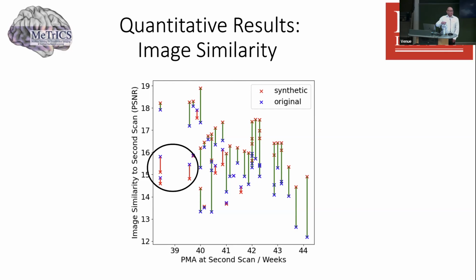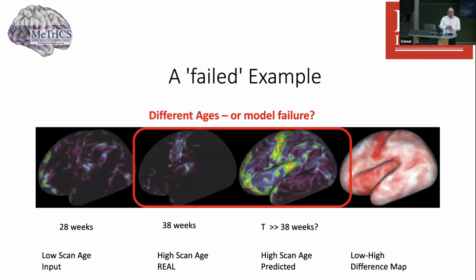It's great. But the red lines show subjects in the test set where our scan is, quote unquote, worse than what we started off with. And we can see there tends to be a big cluster down at the lower scan age. When we look at this failed example, we can see it's maybe more complicated than that. In this case, we have a subject born very early, at 28 weeks, 9 weeks premature, and its 38-week scan is there. It's actually very lacking in myelin.